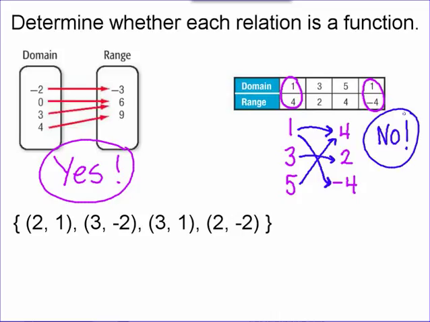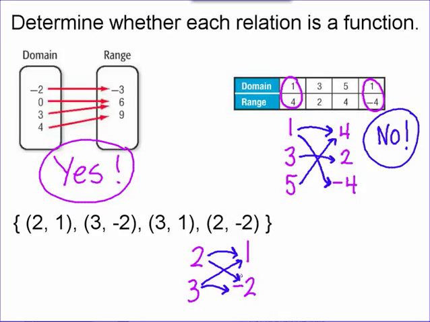Okay? So let's look at the last one with the ordered pairs. I think that worked pretty well, writing those as a mapping, so I'm going to do that. So I look at my domain. What are the values in my domain? 2, 2 and 3, 3. What are the values of the range? 1, 1, -2, -2. So 2 goes to 1, 3 goes to -2, 3 goes to 1, and 2 goes to -2.